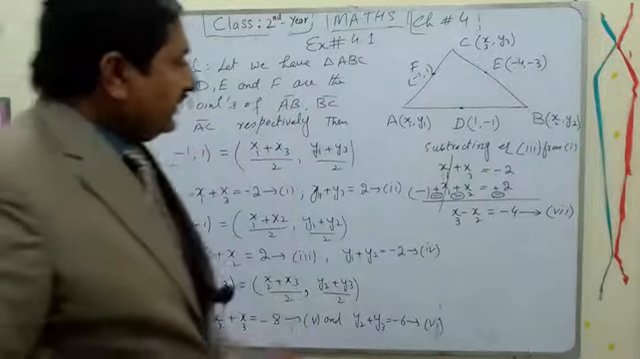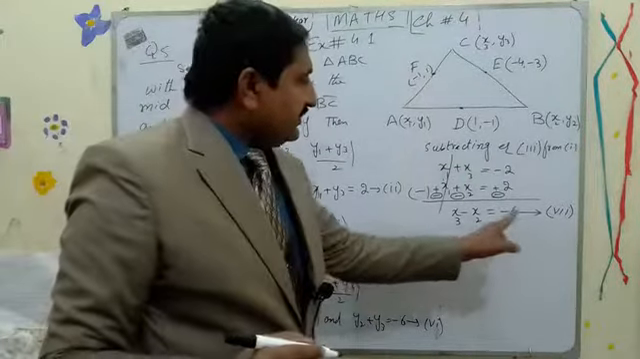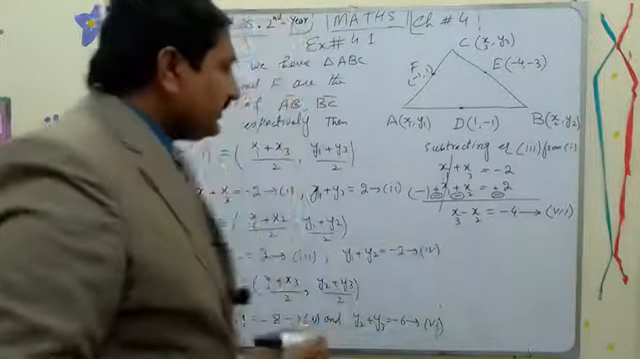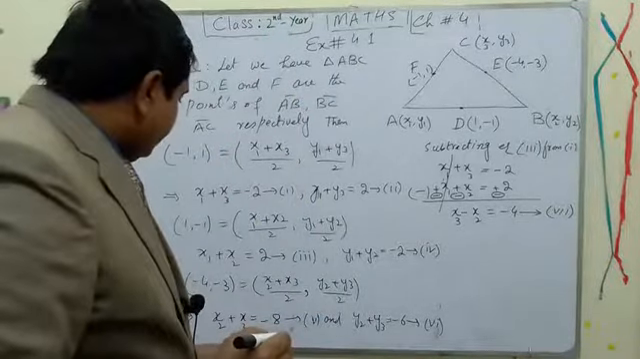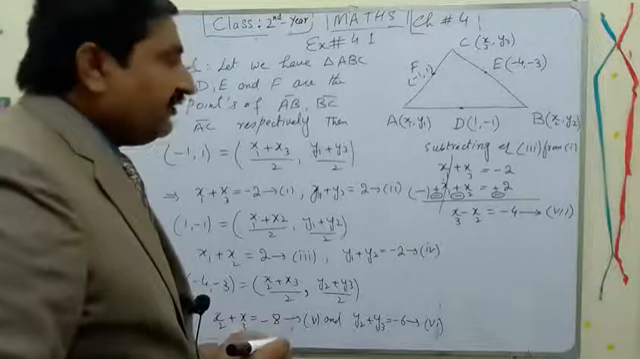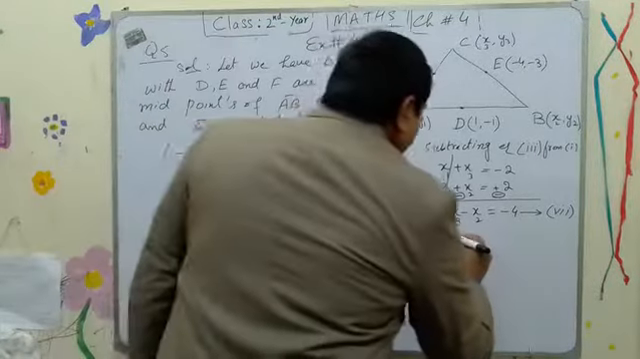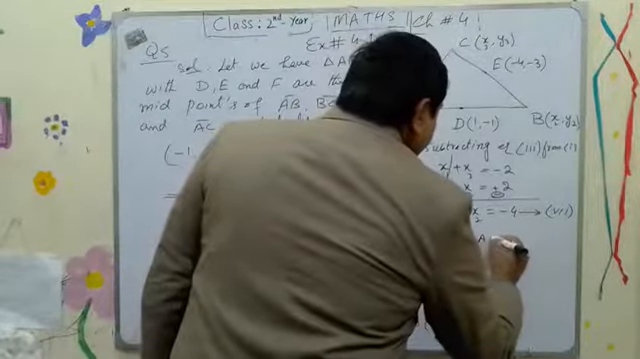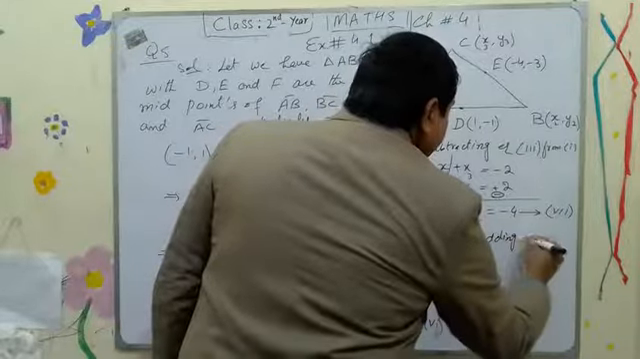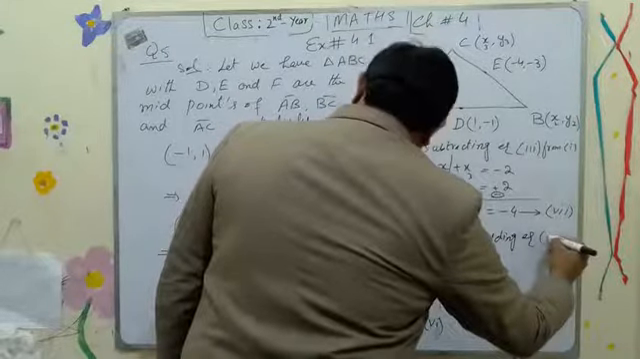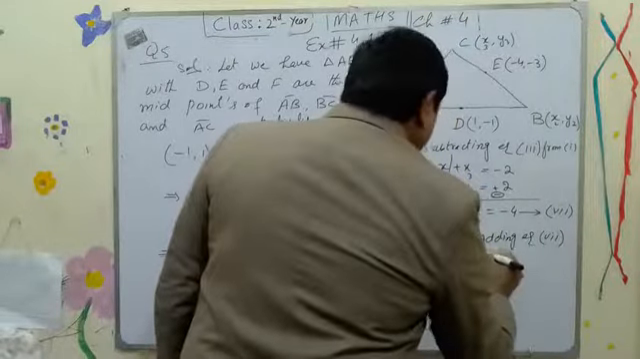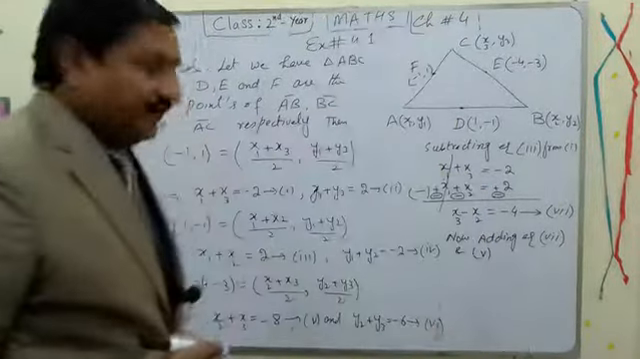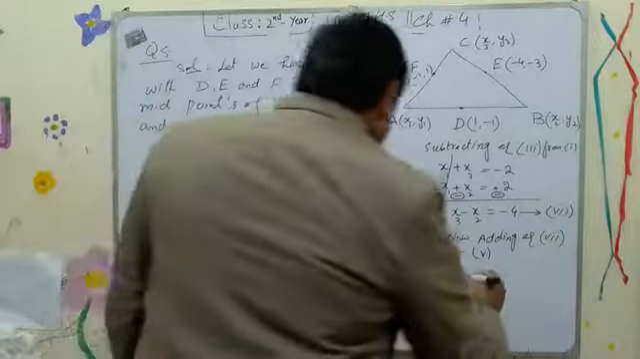So we obtain equation 7: x3 minus x2 is equal to minus 4. Now we add this equation to equation 5, right? Adding equation 7 and equation 5. Whenever we add these two equations, what do we obtain?